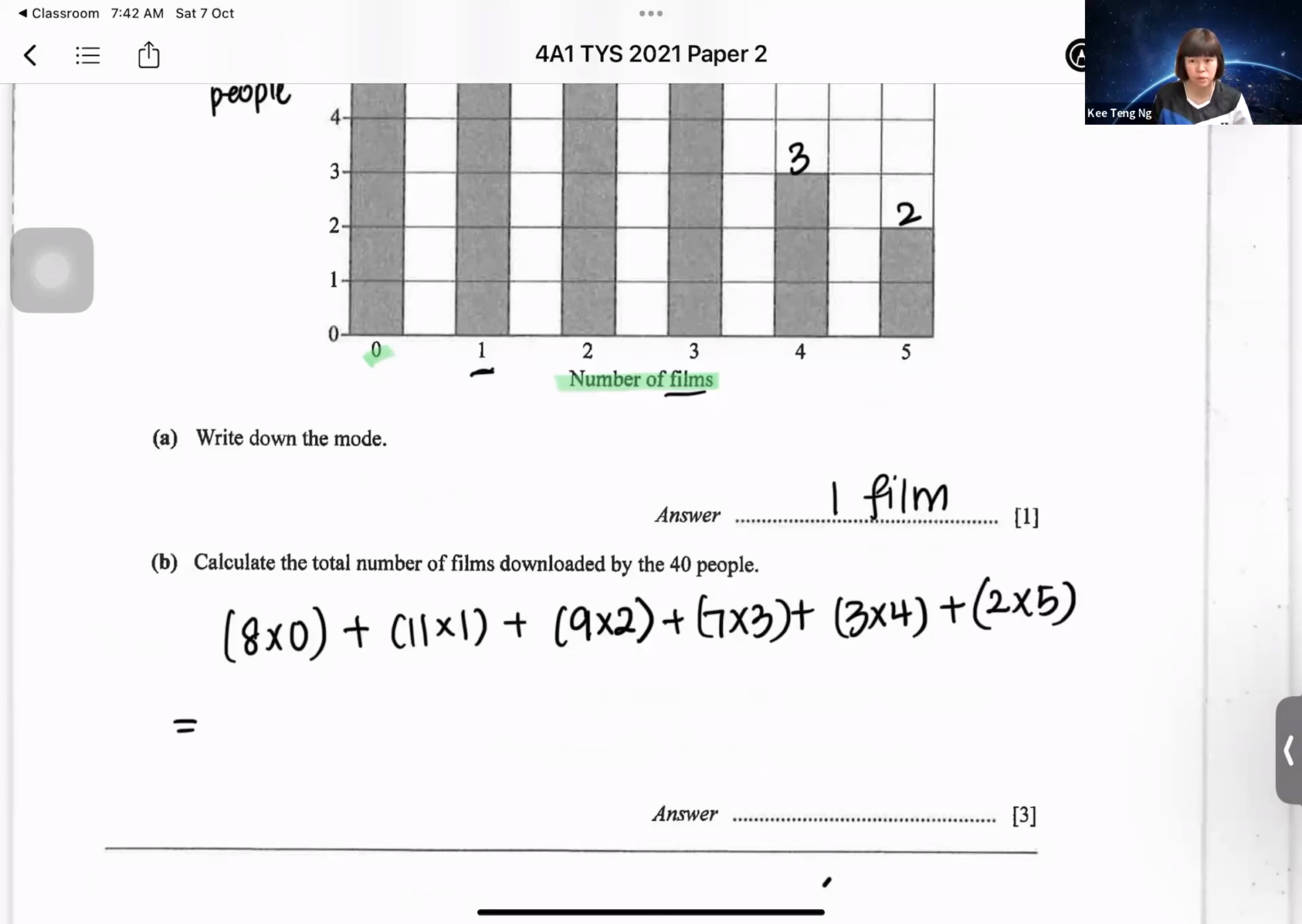8 times 0 is still 0. If not, you key diligently into a calculator, and add up the numbers.